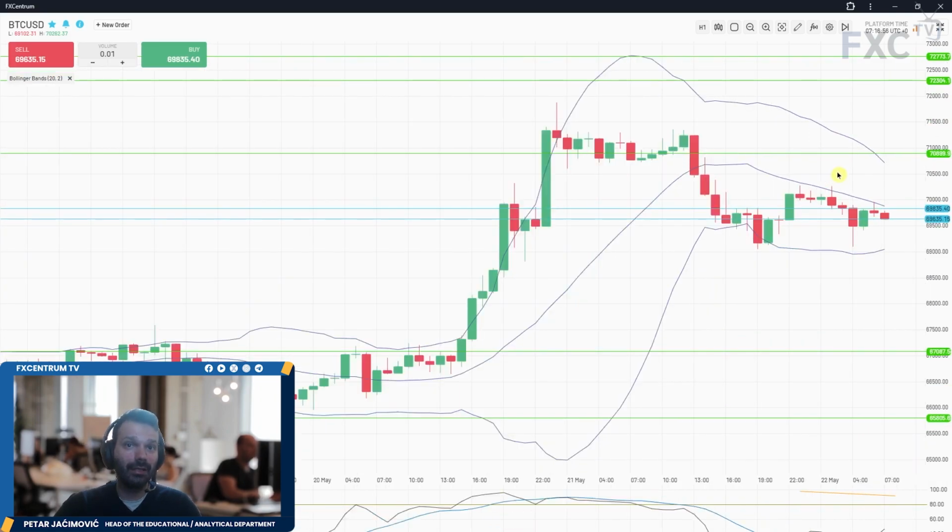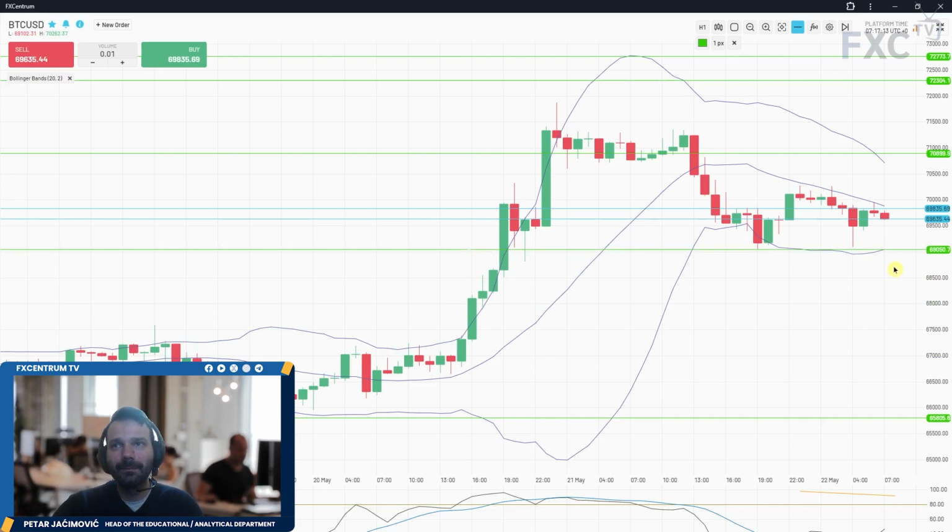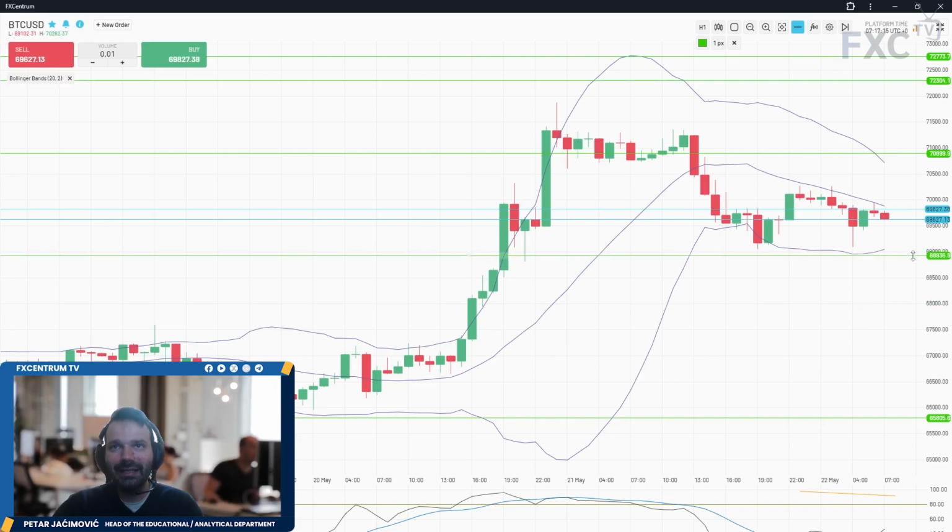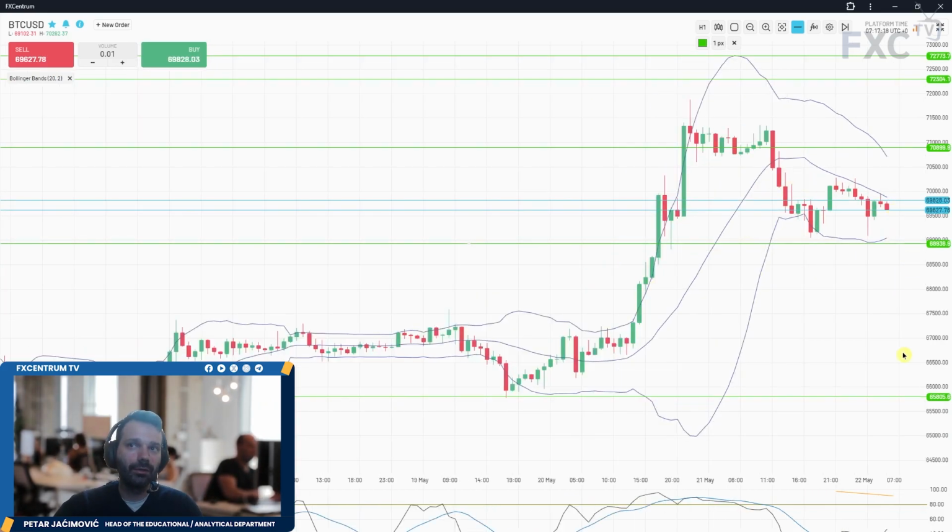What I like here too on the hourly time frame is how we're developing. There was a down break of the lower Bollinger Band, as you can see here, and then the natural pullback, natural reaction, and then there was a resell that is happening at this point. So from my perspective, if the market can re-break the 69,000 mark, there is a good chance for the market to rotate all the way back down to the 66,000 mark.